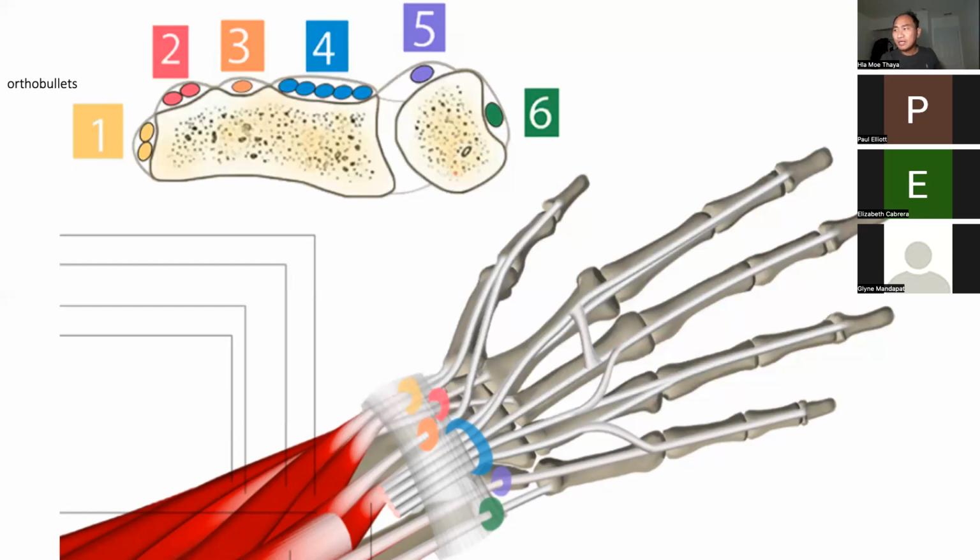So now, extensor digiti minimi, we don't know these tendons yet. And then there is one more little tendon here, which is colored green, only one, which will be on the ulnar side, purely ulnar side. And therefore, I think it might be a good idea to name it extensor carpi ulnaris.